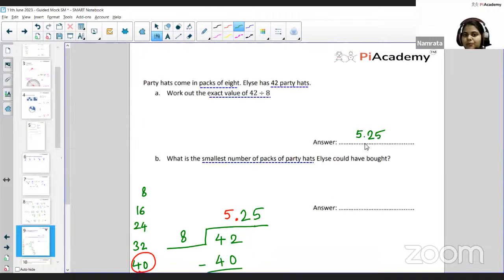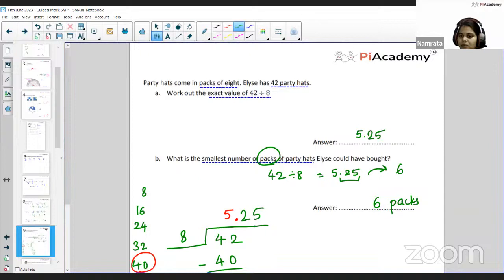5.25. So what is the smallest number of packs of party hats she could have bought? If we carefully observe, the operation that we need to do here is division, and that was basically 42 divided by 8, which is 5.25. And it's not possible to buy this pack. So we'll have to move it to 6, right? So this will be 6 packs. This is the smallest number of packs she could have bought. I hope that's clear.